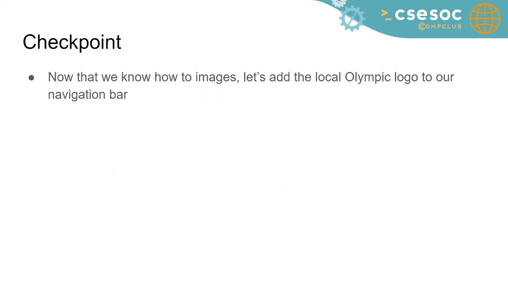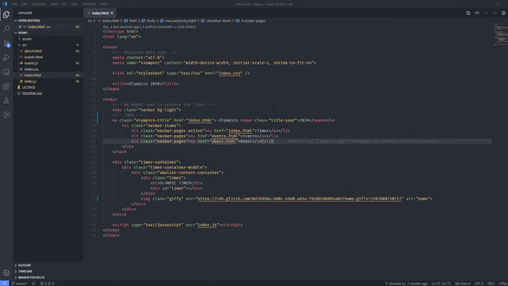Alright, so now that we're familiar with the IMG tag and adding images to our web page, let's add the Olympic logo to our navigation bar. So Kenneth, would you like to take it away with the demonstration? Sounds good. Now that we want to add our Olympic logo, we need to consider grouping, a concept we covered a couple slides back. We want the logo and the text Olympics 2020 to be in the same group. So, Eric, how do we do that again?